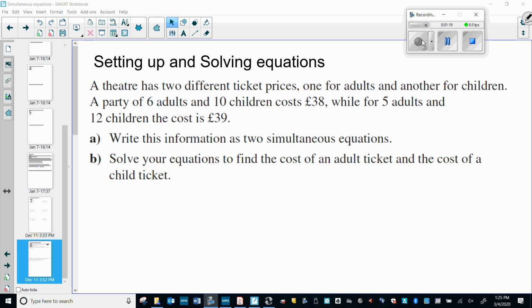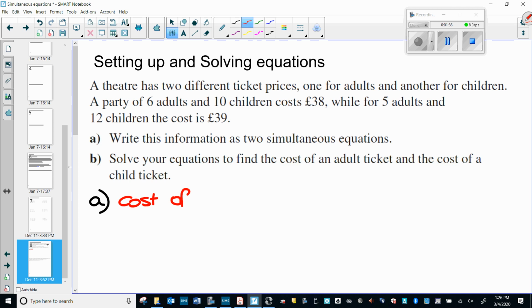We need to now write some equations. So, A. You can choose which letters you use. Normally, I would suggest try and use a letter that kind of represents what's going on. So I would suggest that the cost of an adult ticket, I'm going to use the letter A. And the cost of a child ticket, I'm going to call C. Alright? That's just my choice.